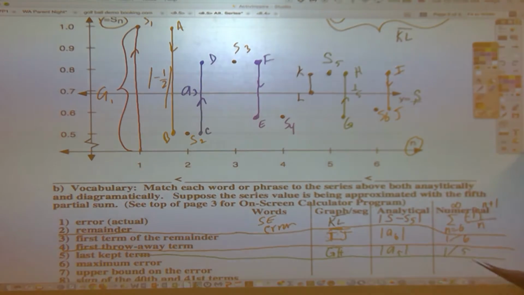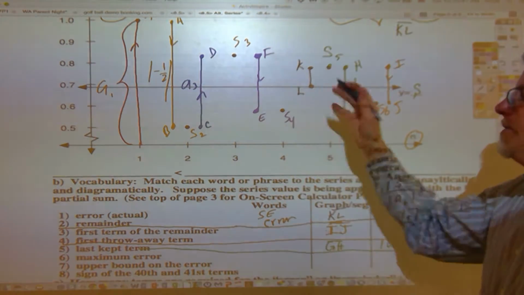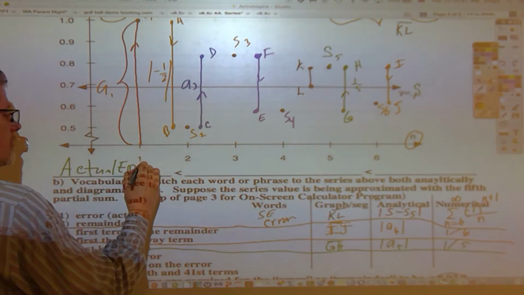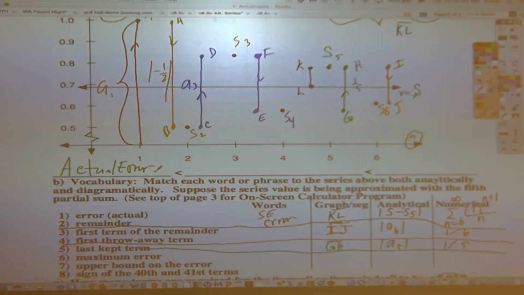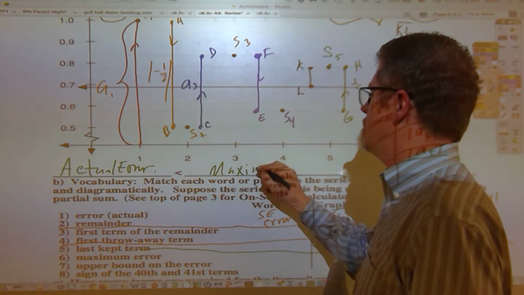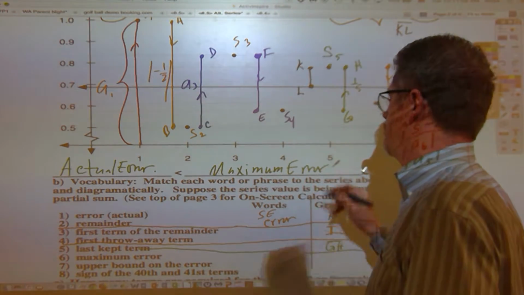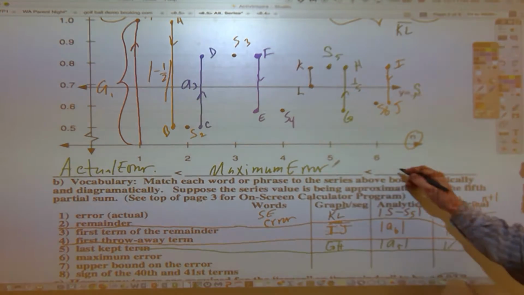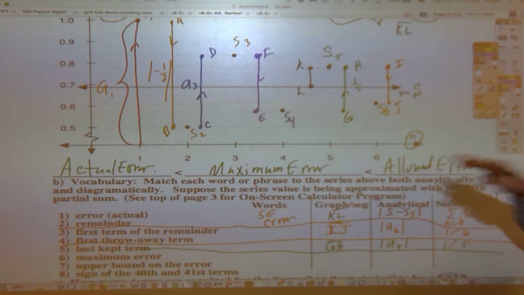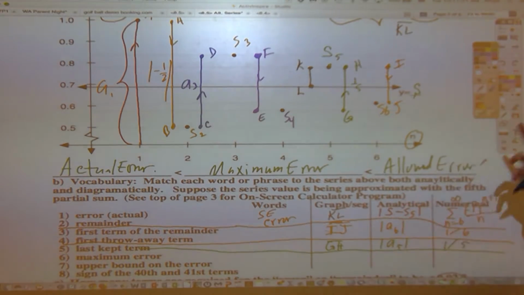What the inequality that we're going to work on, the whole point of this page, is to understand something very important, that is that the actual error, which is very difficult to get a handle on because the actual error is an infinite series. So what we're going to do is notice that the actual error is always less than something that we call the maximum error. And as long as we keep the maximum error less than the allowed error, which is up to the executives at Motorola, they get to decide what's allowed. And so we need to ensure that the actual error is less than the allowed error.